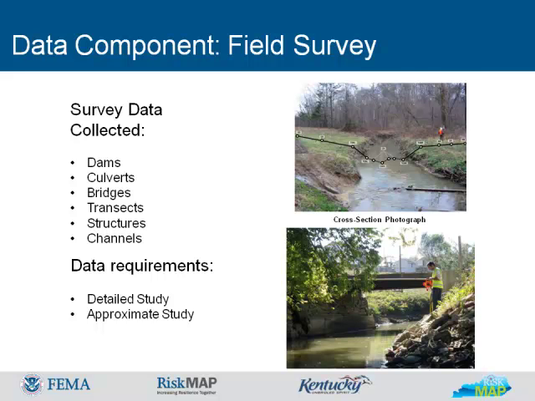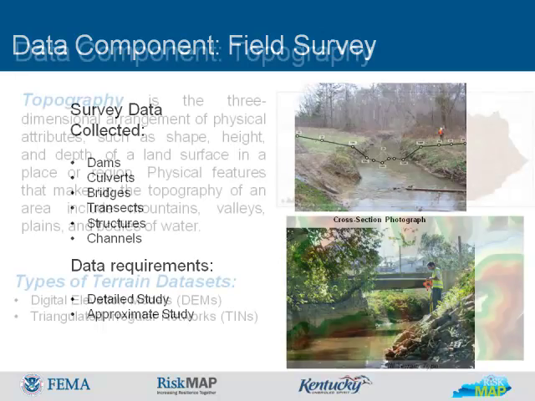For an approximate flood hazard analysis, less data is collected. Cross-sections may be interpolated from contours on topographic maps, and underwater elevations may be interpolated from upstream and downstream data, assuming the channel bottom information has not changed significantly.